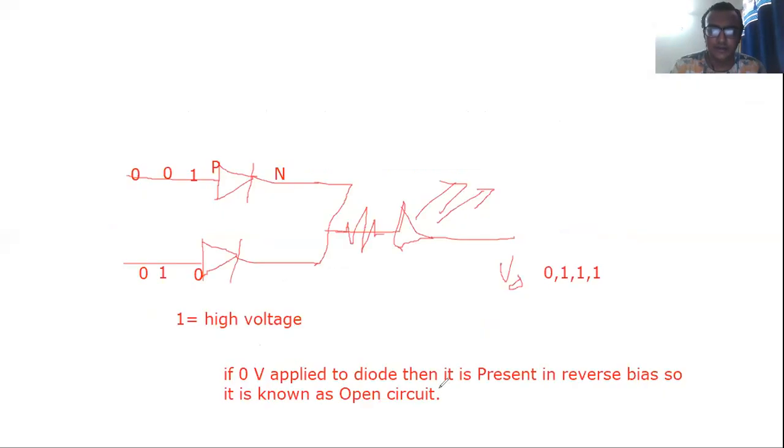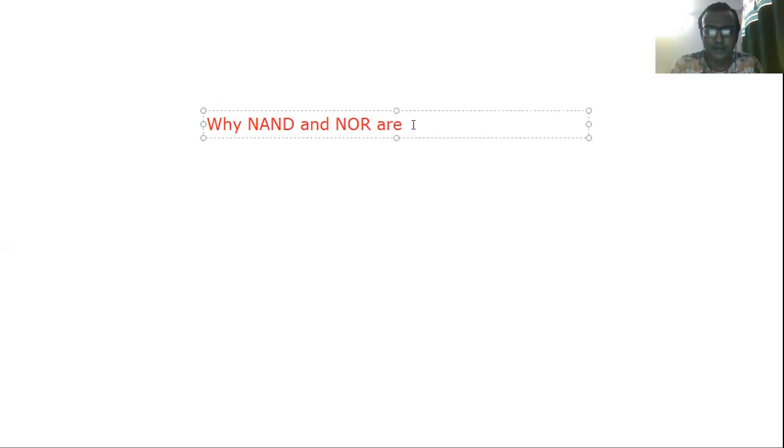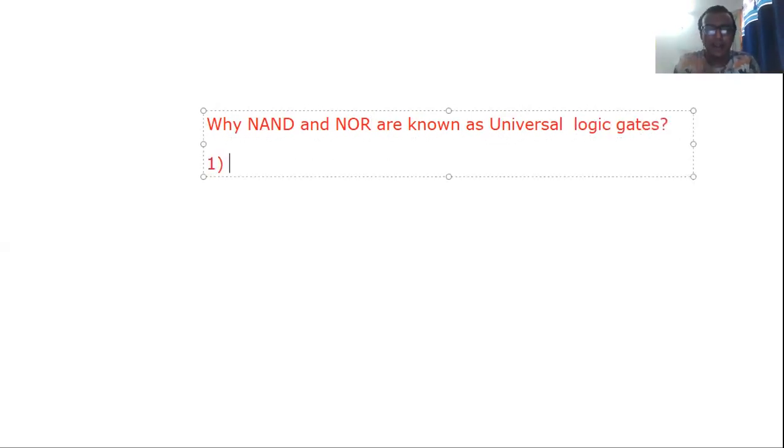What is the meaning of universal logic gate that I have mentioned here? Why are NAND and NOR known as universal logic gates? This is the most fundamental question, and this MCQ is definitely asked in the examination. First, why are NAND and NOR known as universal logic gates?